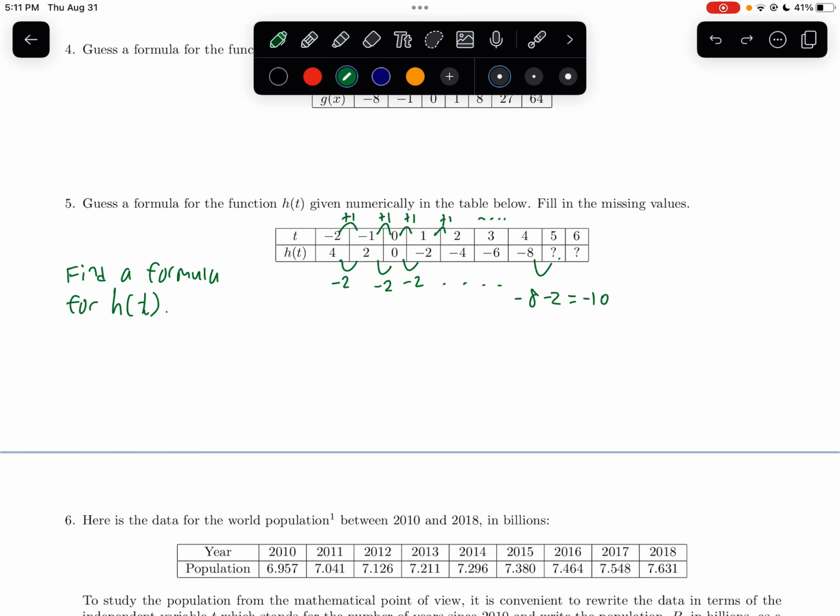So this would be that value, and then this one would be -10 minus 2, so -12. So these would be your two missing values, and if you always have an increase of +1, for every increase in 1 in the input, your output values drop by 2. So this means that the formula for h of t would be -2 times t. And you can check the points that are there if you want.